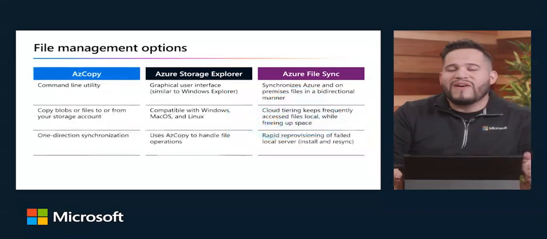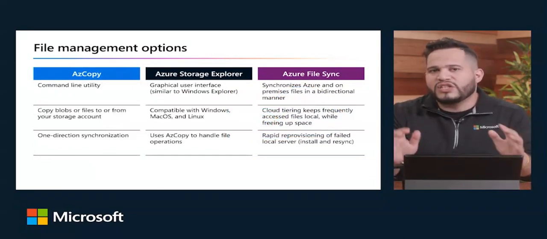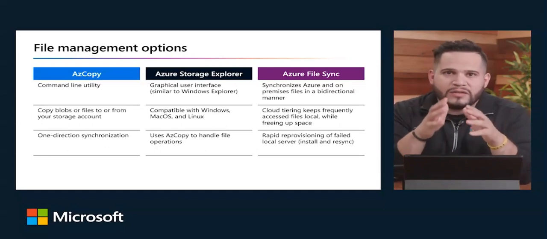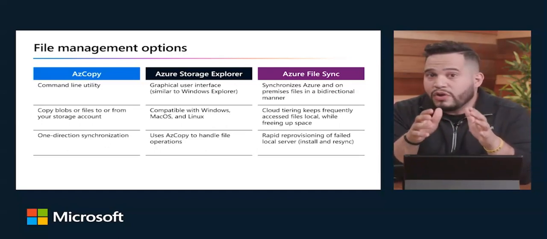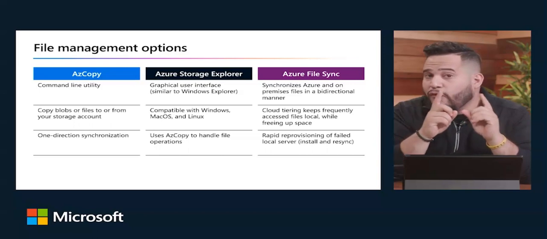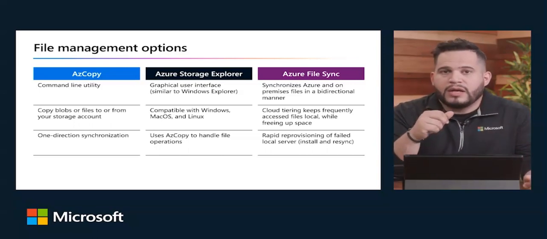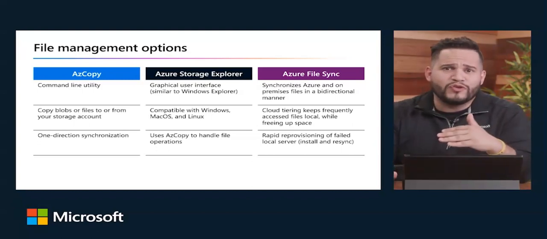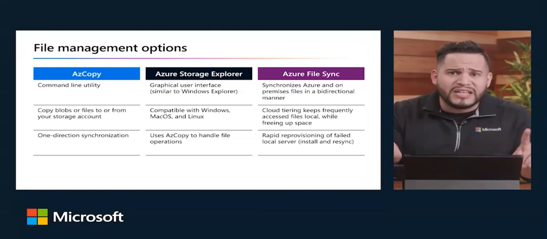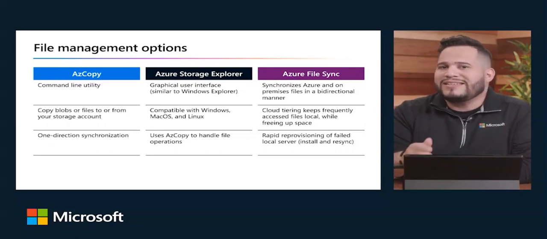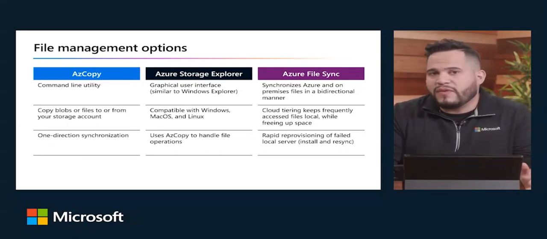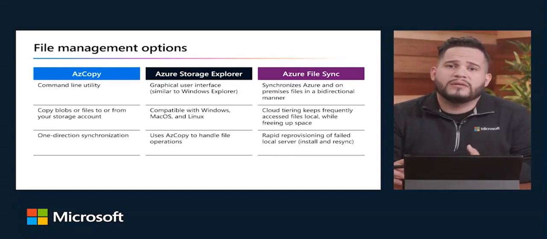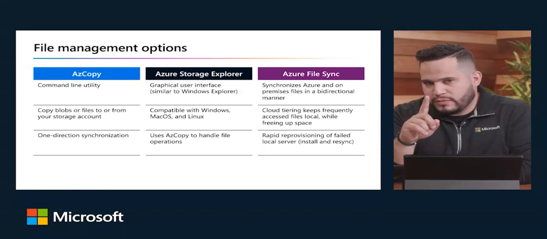So let's go over our file management options. Let's start with AzCopy. AzCopy is a command line utility that you can use to copy blobs or files to or from your storage account. Now with AzCopy, you can upload files, download files, copy files between storage accounts, and even synchronize files. Now AzCopy can be configured to work with other cloud providers to help move files back and forth between clouds. Important note, okay?